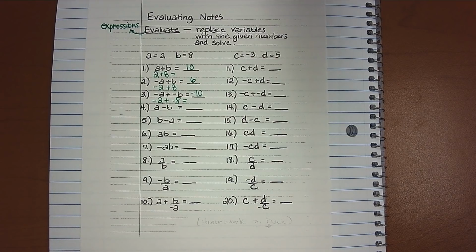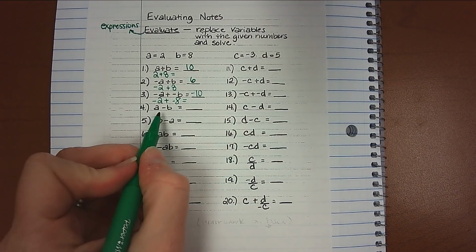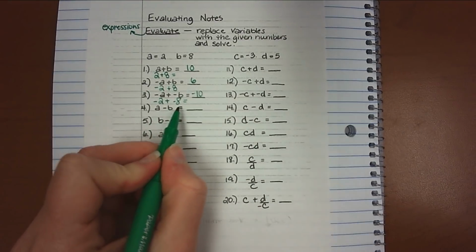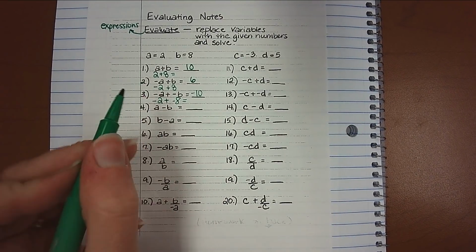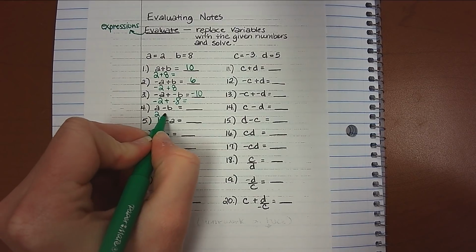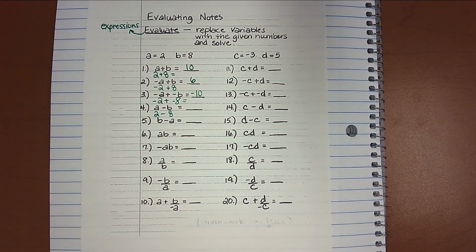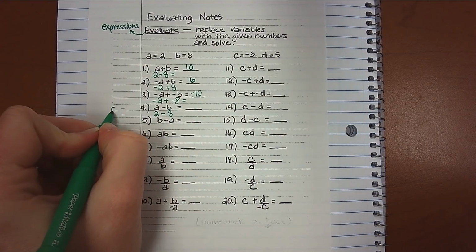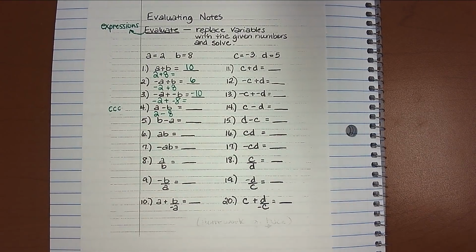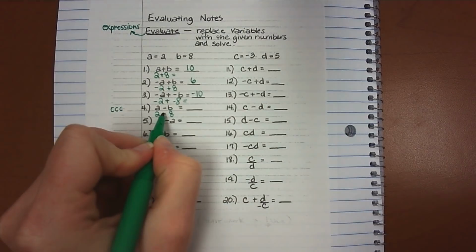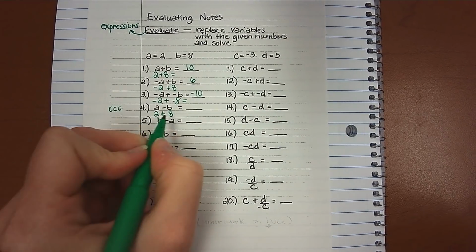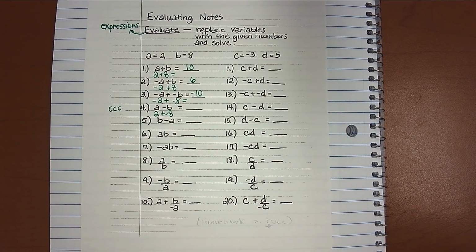Let's do one more before we break for a second. We've got a minus b equals blank. So a is 2, minus b is 8. And our subtraction rules we talked about are the 3 C's. So we copy the 2, change subtraction to addition, and change positive 8 to negative 8.